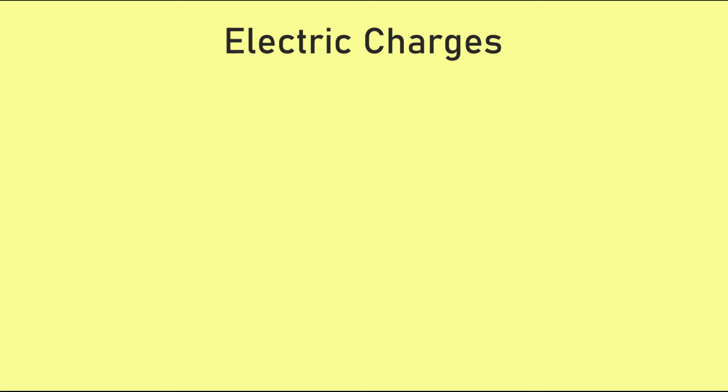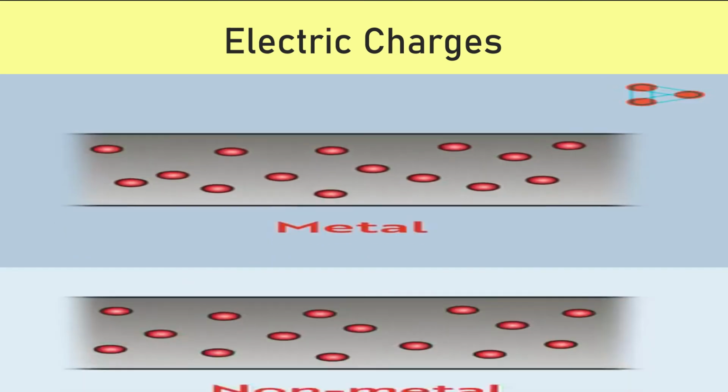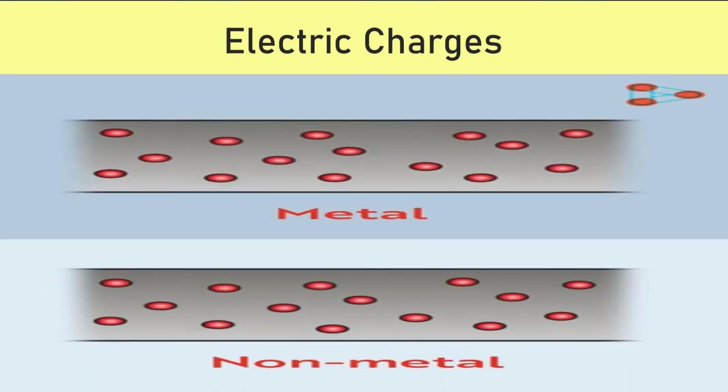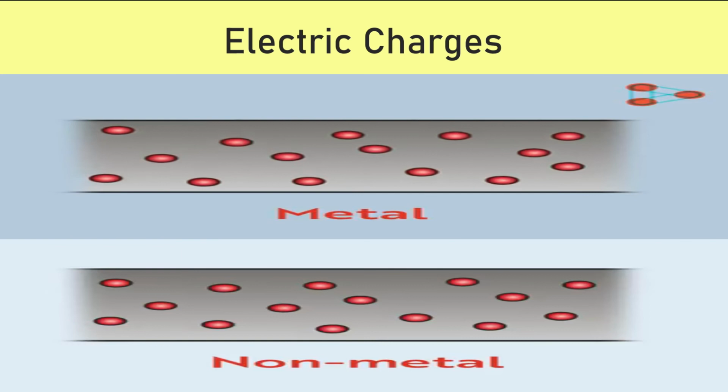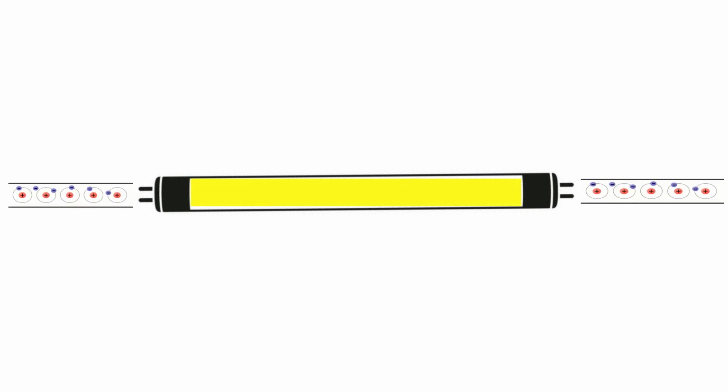In some objects like metals, electrons can move freely, while in non-metals, their positions are kind of fixed and hence they cannot move freely. Now any light in our house, for example a tube light, works because negatively charged electrons are moving in a wire in one direction. This unidirectional motion of electrons in a wire is also called electric current. These wires are made of metal, usually copper or aluminum, and you can understand why.